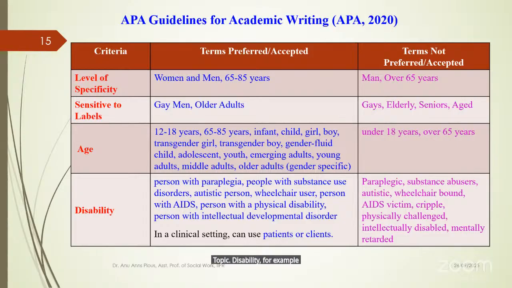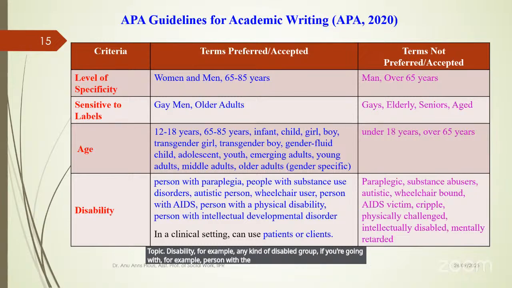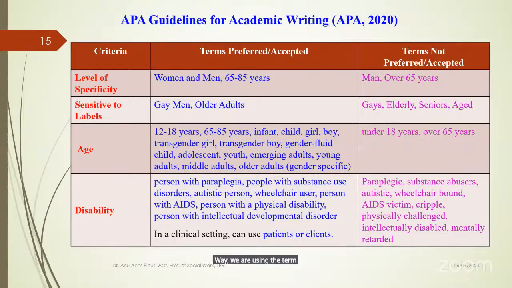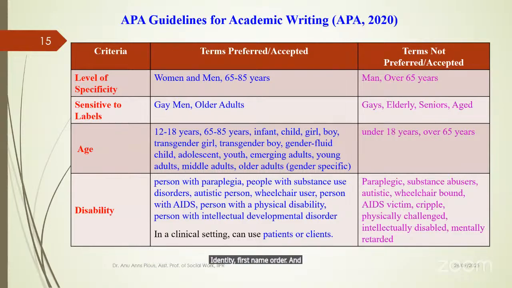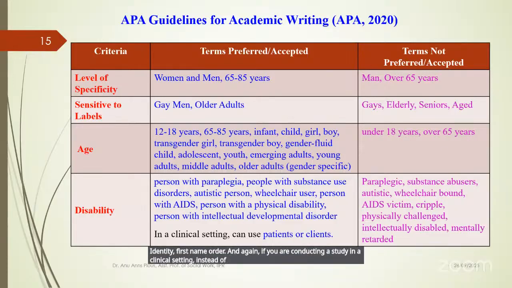Disability, for example, any kind of disabled group: person with paraplegia is a term that is preferred instead of paraplegic. Normally we are using the word autism. You are all familiar with the term autism? It is a developmental disorder. If we are conducting a study with children who have autism as a disorder, then the normal way we use the term is autistic, but that term is very inappropriate. Instead, we have to use autistic person or autistic children. So we have to go with either person-first or identity-first language. And again, if you are conducting a study in a clinical setting, instead of research participants, you can use the words patients and clients. So this is the different terminology you need to use very carefully in your research study.